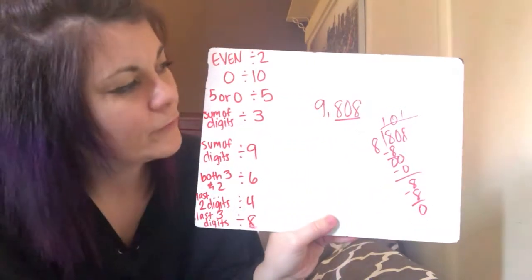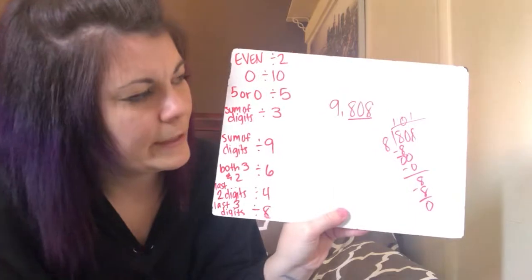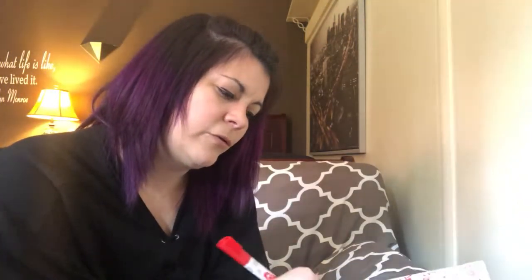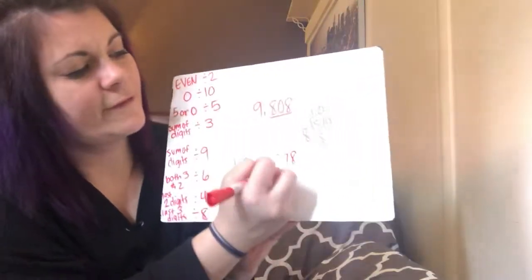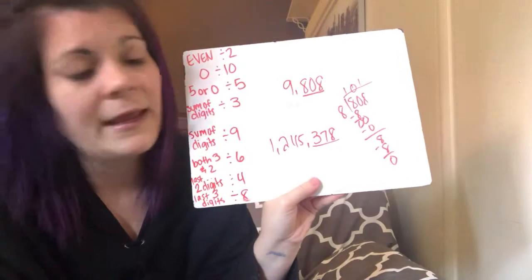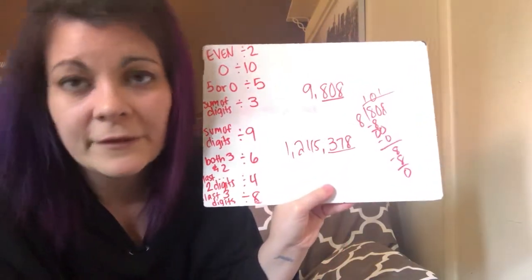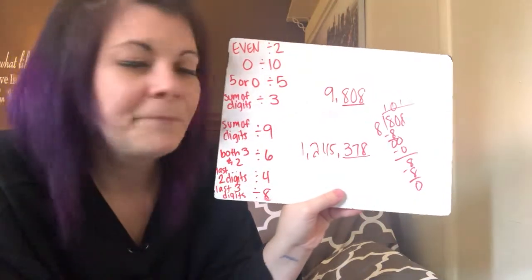Okay, so to check it, super easy, especially if you had like 1,245,378. Dividing 378 by 8 is a whole lot easier than dividing all of that by 8 just to check to see if it's divisible by 8 or not. Okay, so those are your divisibility rules. Let's go over them one more time.